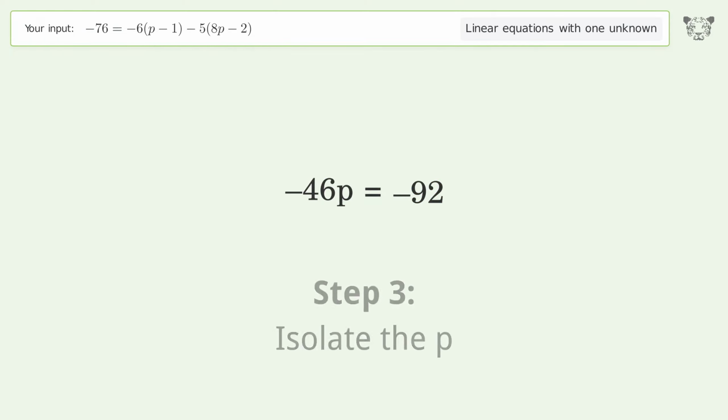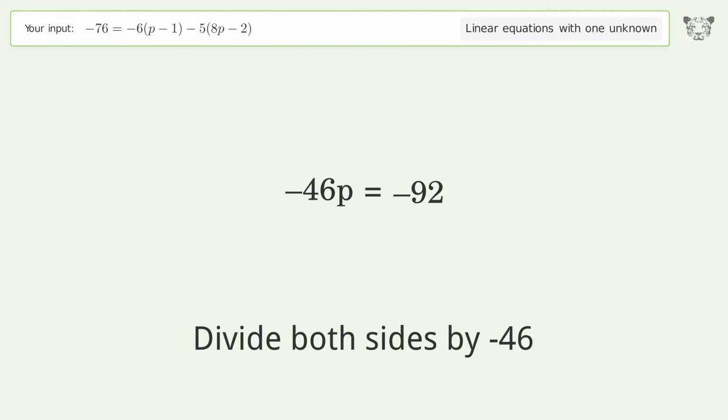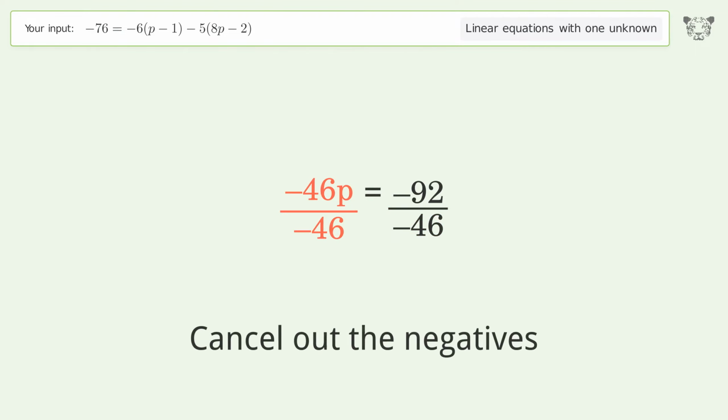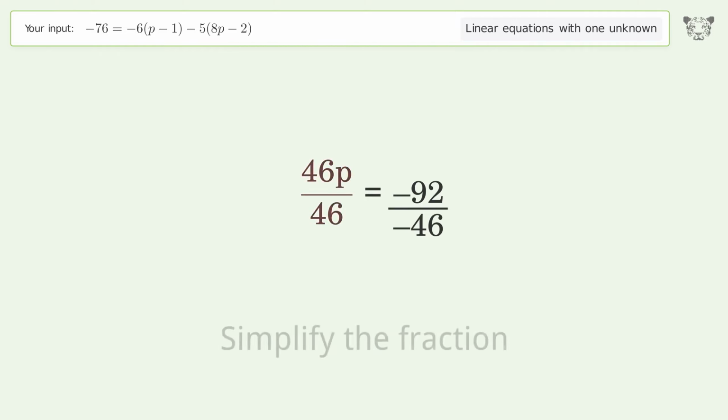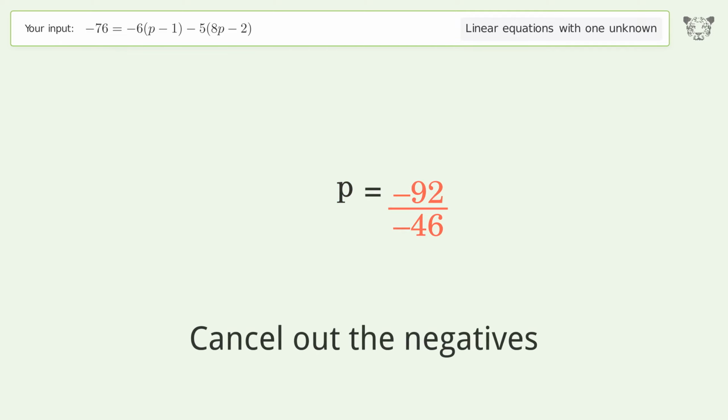Isolate the p. Divide both sides by -46. Cancel out the negatives. Simplify the fraction. Cancel out the negatives.